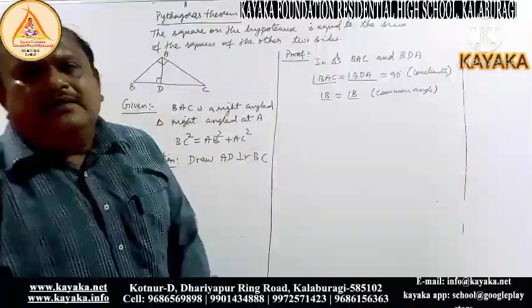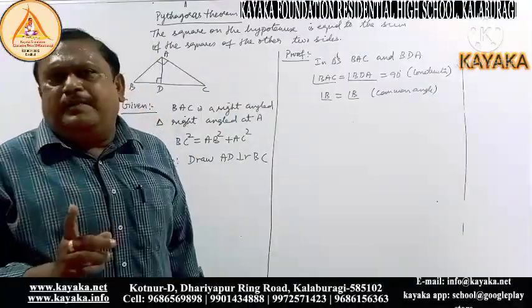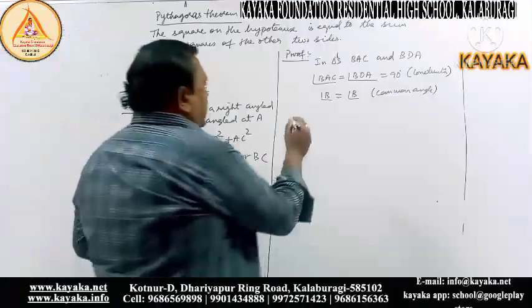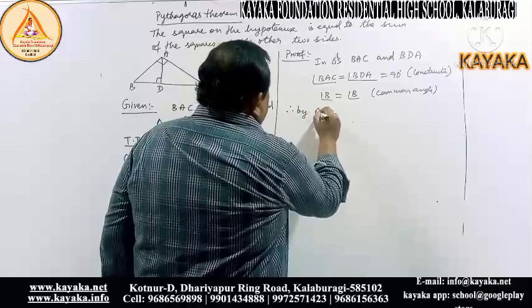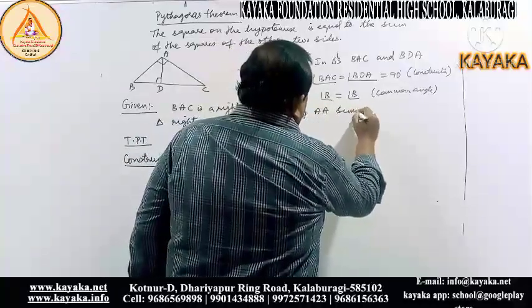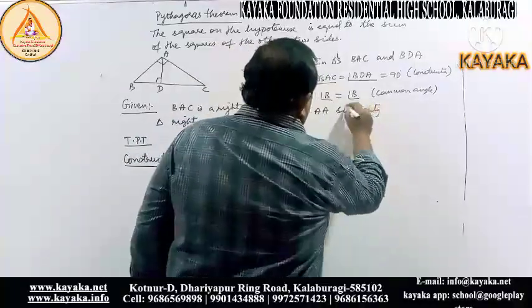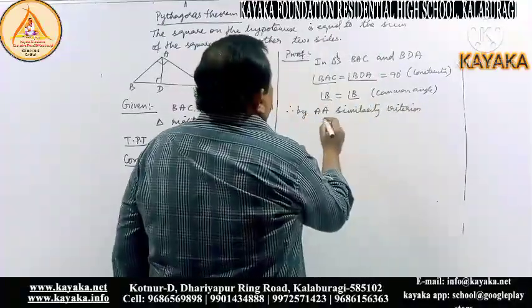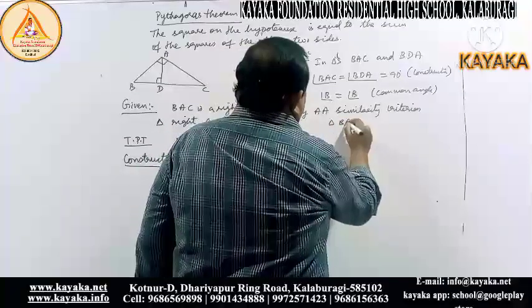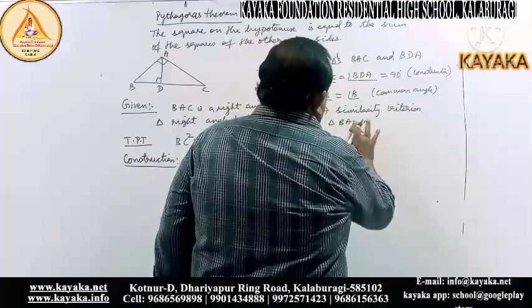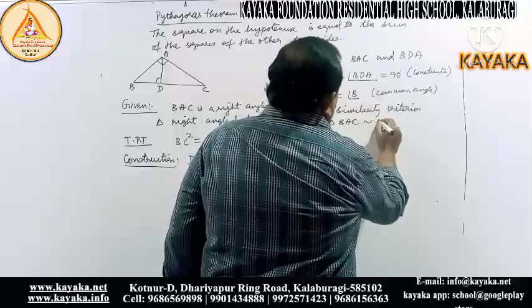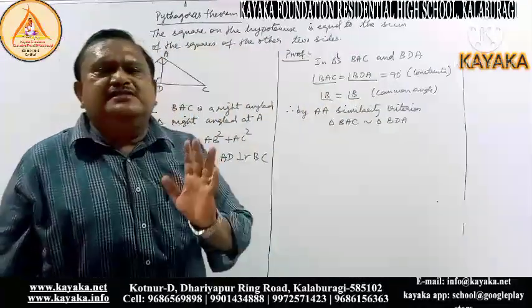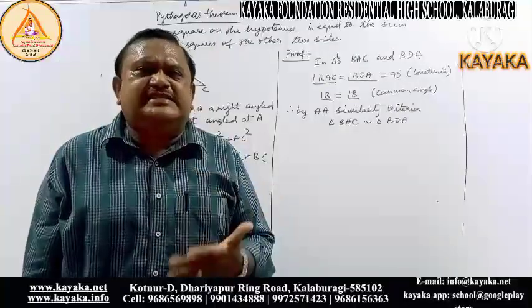Okay. Therefore, by which similarity criterion? Therefore, by AA similarity criterion, the two triangles are similar. Therefore, by AA similarity criterion, triangle BAC is similar to triangle BDA.